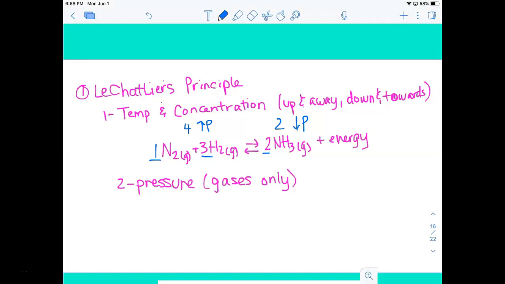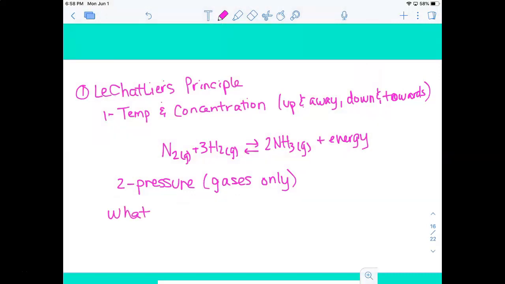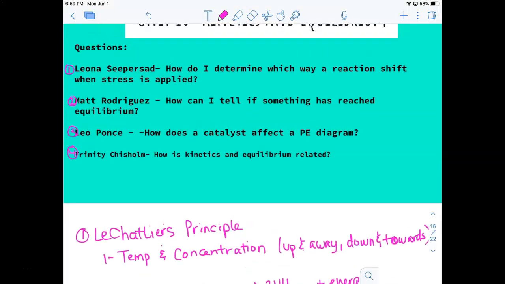If I decreased pressure, that would be a stress. The reaction would want to make the pressure go back up. So which way would it go? It would go to the left. And again, we'll write it down just so that you have it as a note. Whatever side you go to increases, and the other side decreases. Okay? All right.